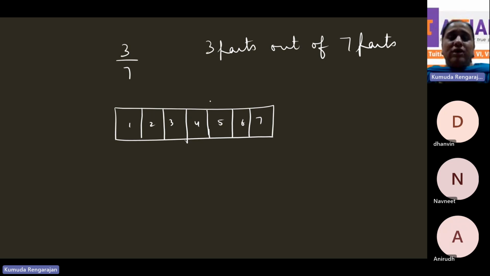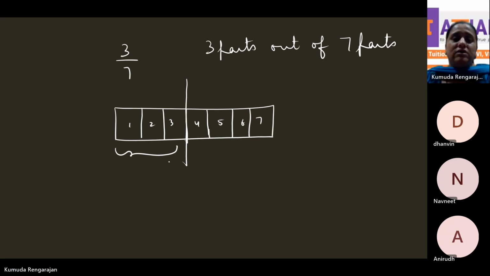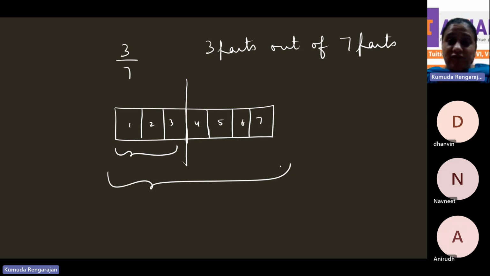And if I tell you, take 3/7 of this chocolate, that means you should take this portion. This is 3 out of 7 of the full chocolate. So it's a part of the whole, because the whole thing is this full thing. You're not getting the full thing. You're getting only a part of it, 3 parts out of the total of 7 parts.